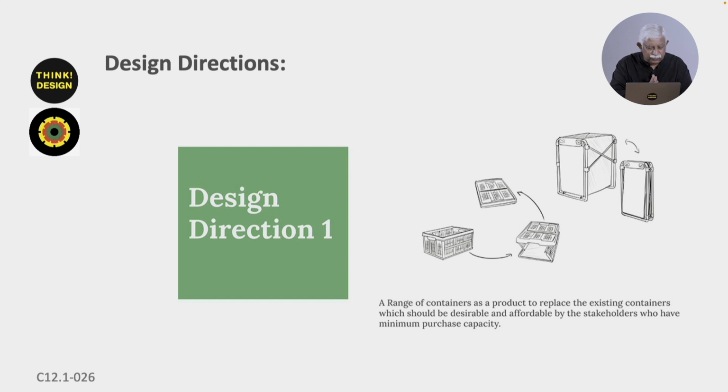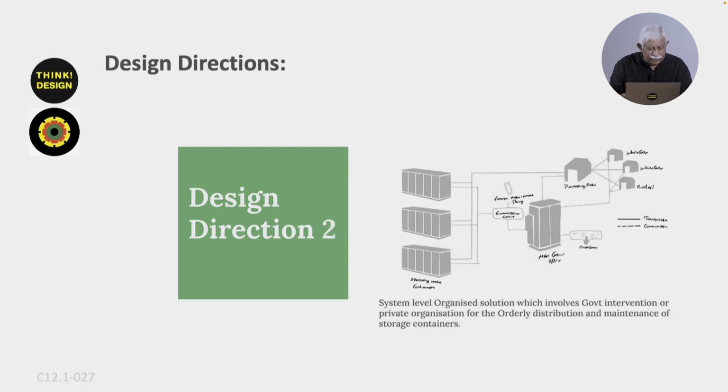Okay. Direction 1, you make it out of containers, okay, to replace the existing ones, okay, and they should be adaptable, and they are also stackable, you can see it. Okay. Design direction 2, system level organized solution, which involves the government to intervene. Okay. So, there is an orderly distribution and making sure that no wastage happens. Okay. Very tough to implement this system. It can be done in the long run.